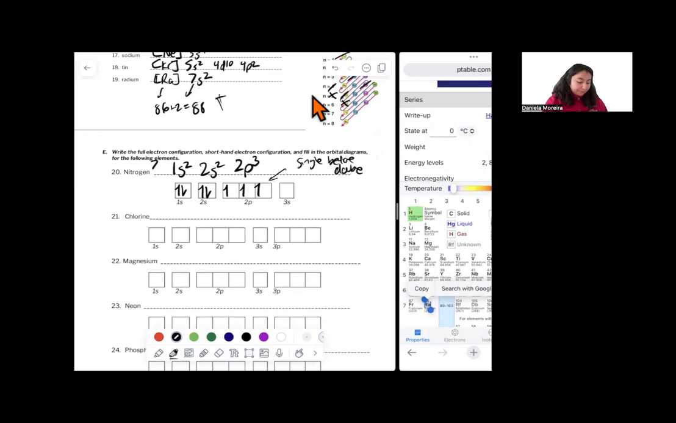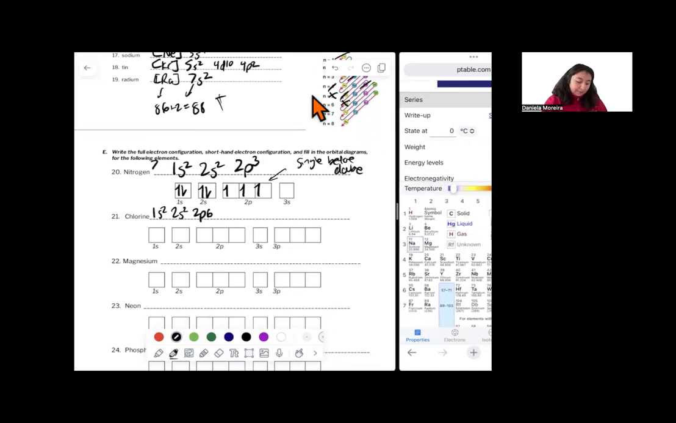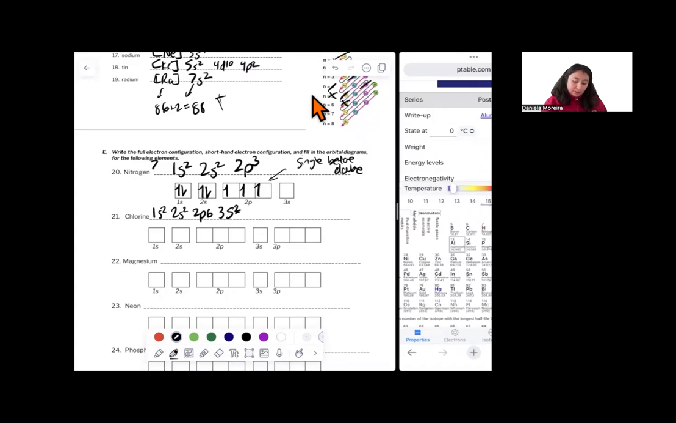Chlorine will be similar: 1s2, 2s2, 2p6. The nearest noble gas to chlorine is neon, which is 2p6. And then we'll go to 3s2, and then 1, 2, 3, 4, 5, 3p5. Filling in the arrows, 1, 2 is done. That energy level is done, then a higher energy level. Single, single, single before double, double, double. This is complete.